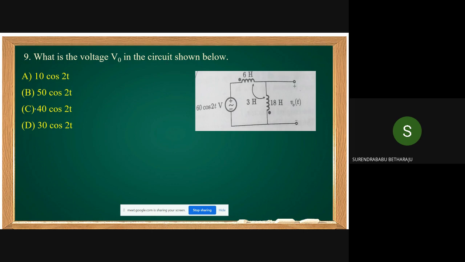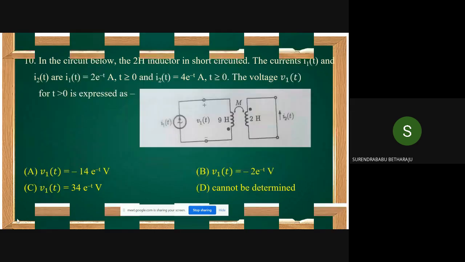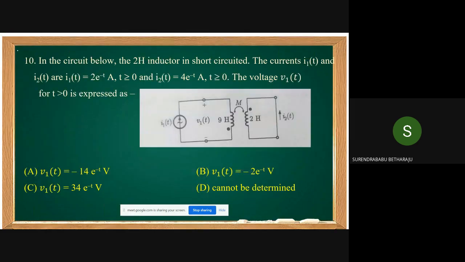You want to find what is V0 in the circuit shown in the figure. You can try this one for assignment. If any doubts, you can ask me. All these questions I am giving as assignments for you. Try this also for assignment. If any doubts, you can ask me. Try by your own.